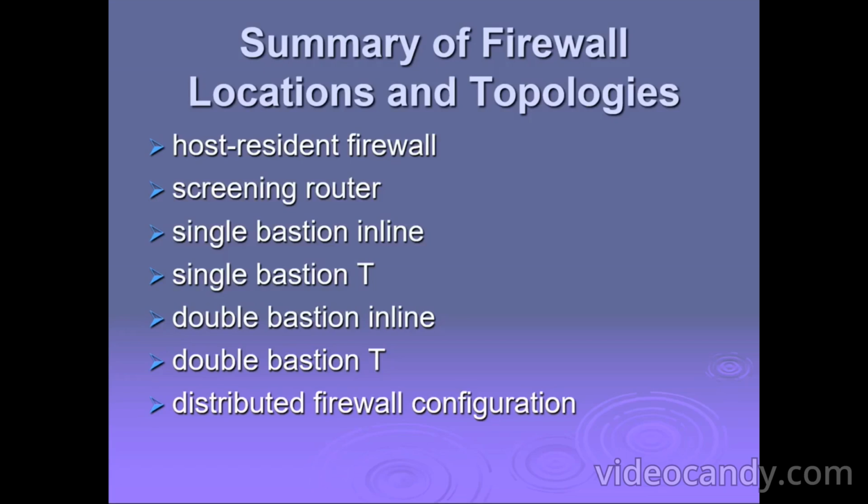Single bastion T: this is very similar to single bastion inline, but has a third network interface on the bastion to a DMZ, where externally visible servers are placed. Again, this is a common configuration for medium to large organizations.